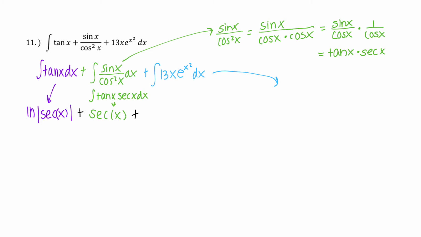Finally, for this last guy, we are going to have to use u sub again. Whenever you see stuff in the exponent of e, typically it's u sub. So we'll have u equal x squared. Du will be equal to 2x dx. Dx is equal to 1 over 2x du. So we have 13x e to the u times 1 over 2x du. This x and this x cancel. You are left with a 13/2 that can come out front.